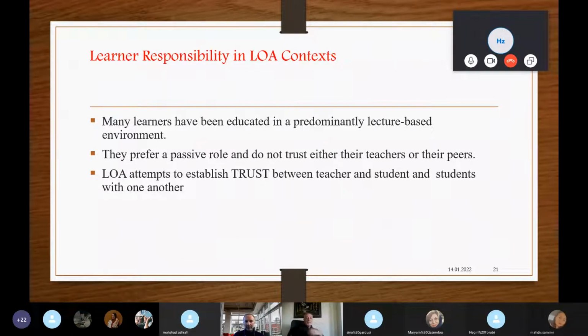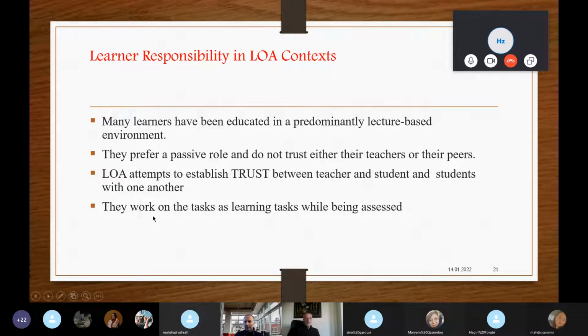If I believe in my students, students believe in one another, and all believe in me, there is no place for being dishonest. If they don't know something, they freely announce it, they freely ask, and not only me, but everybody can respond. So it is not something to push people about why you do not know. They work on the tasks. As they work on the tasks as learning tasks, at the same time they are being assessed by themselves, by peers, and by the teacher.